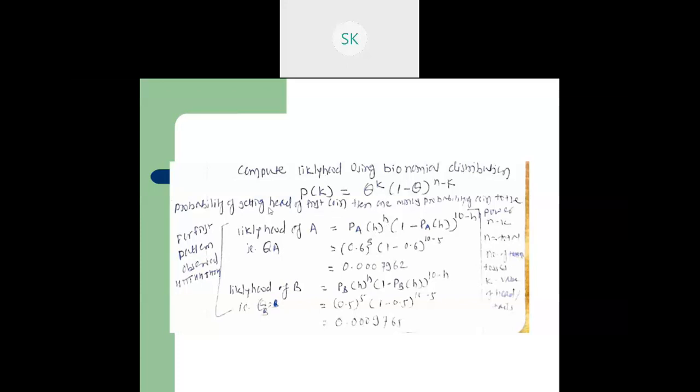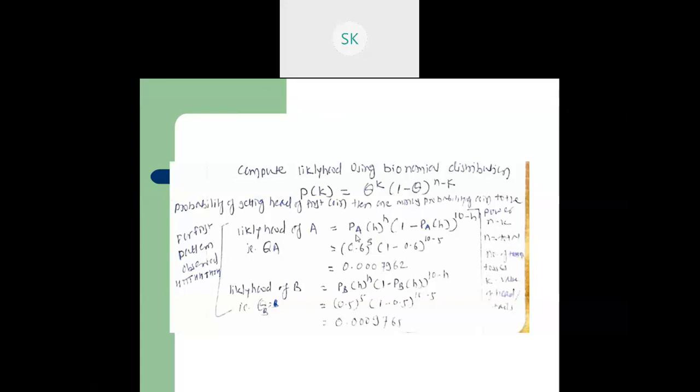Theta is for getting the heads: (1 minus theta) raised to 10 minus h. So theta is the probability of getting a head by coin A. Okay, that is the likelihood.